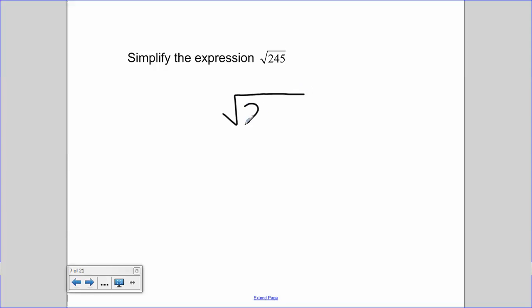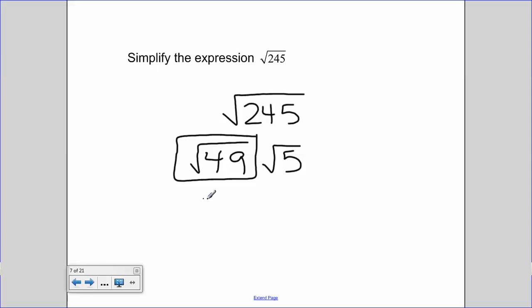How about this one? Radical 245. Five goes into it. Is 5 a perfect square though? No. 49. 49, okay, 49 times 5. Okay, and again, why did we pick 49? Because it's a perfect square. So simplify. Take the square root of 49, which is 7. Radical 5. Can 5 be simplified any further? No, 5 doesn't have any factors that are perfect squares. So our simplified answer would be 7 radical 5.